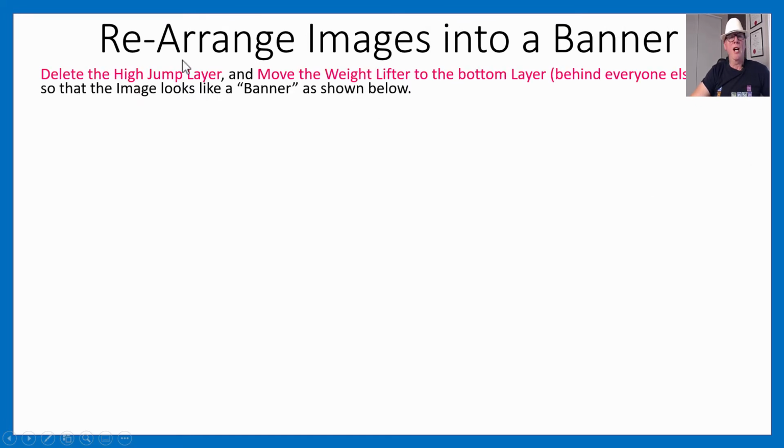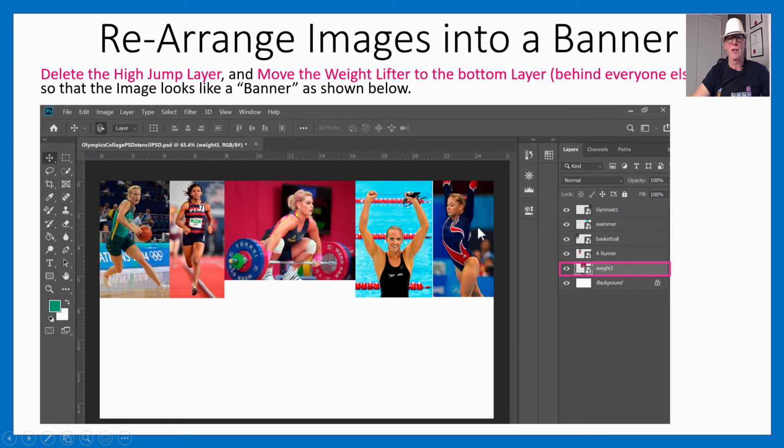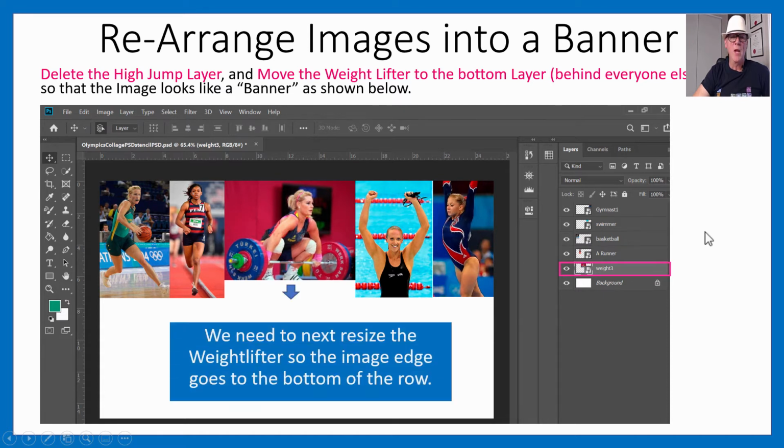So if we delete the high jump layer and move the weightlifter to the bottom layer behind everyone else, we can sort of arrange them horizontally like this, and then we can crop out that white space. The only problem is that the weightlifter is kind of here and doesn't quite stretch down far enough, but we've moved her in the layer stack so she's right behind everyone, and we can resize her and just make her fill up this gap. And then we've got a whole banner of images going across the page. We'll be able to put the Tokyo letters over the top of them.